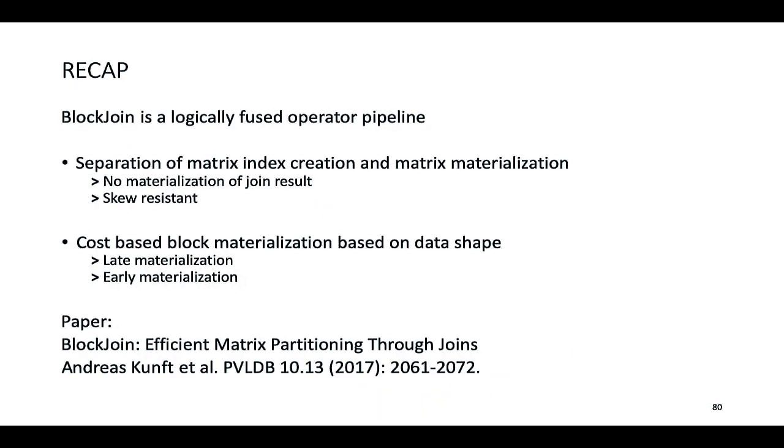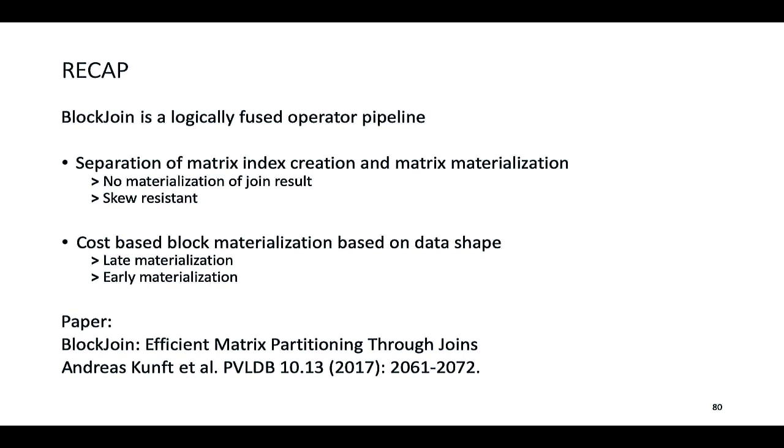Okay, so let me recap what I told you. We presented the block join, which is basically a logically fused operator pipeline. And we separate the matrix index creation from the matrix materialization. Therefore, we do not have to materialize the join results, which also gives us skew resistance.